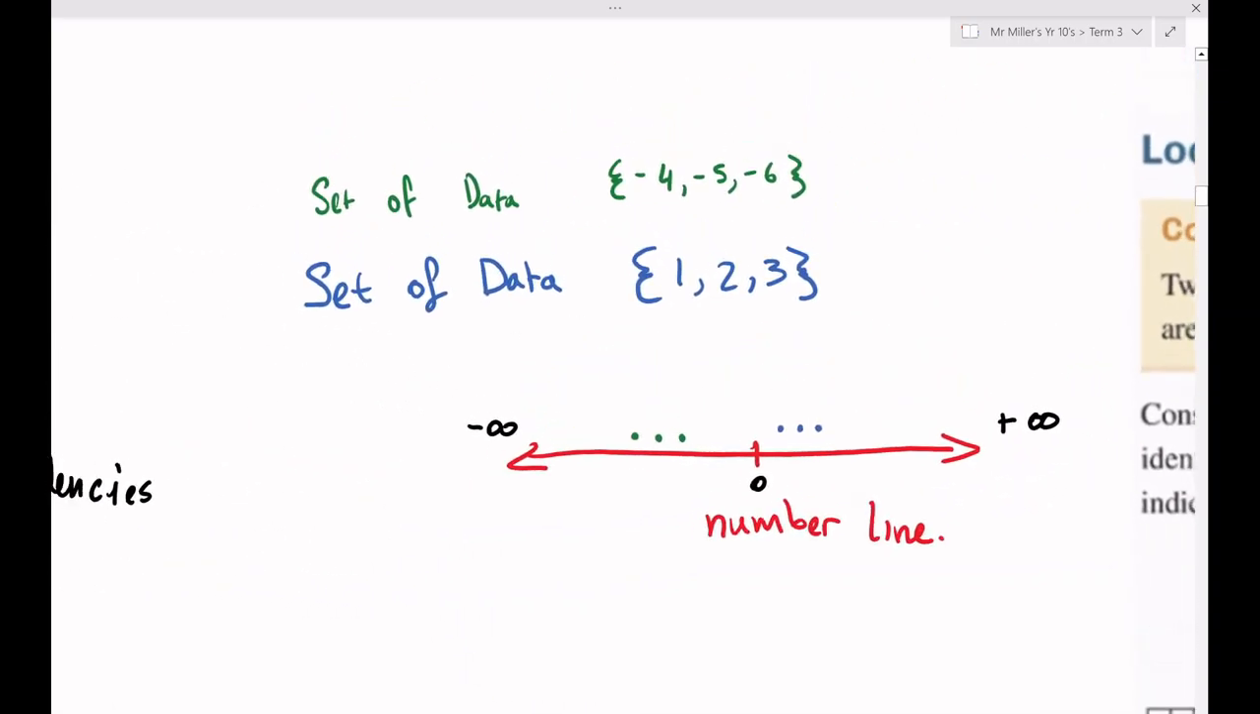The average, the most common, and the middle value all show us the center of the data on a number line. So here's an example. There's a green set of data, -4, -5, -6, and there's a blue set of data, 1, 2, 3. When I speak of the location of this data, I'm literally talking about where it is on the number line. And the median of the green data would be -5. The median of the blue data would be 2, for example.